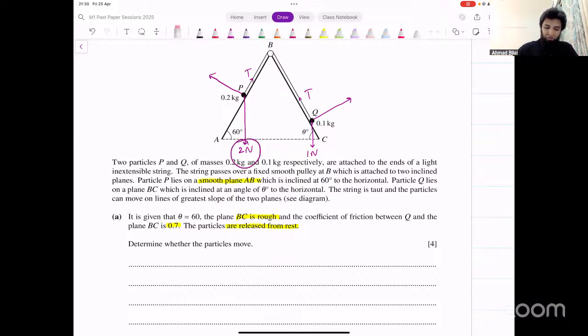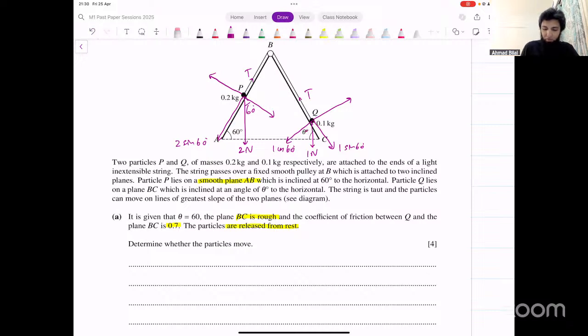Weight of P is 2 Newton. The components of this weight are going to be in this direction and in this direction. If this angle is 60 degrees, this is also 60 degrees. So the component along the surface is 2 sine 60. And for 1 Newton weight, we've got two components, one in this direction, another in this direction. This is going to be 1 sine 60 and the other is going to be 1 cos 60 because in the first part, this angle is 60 degrees.